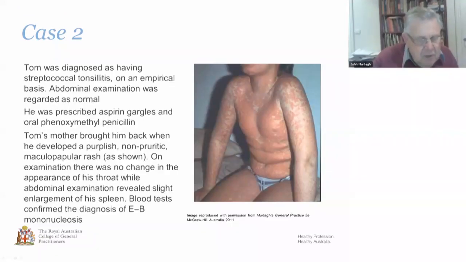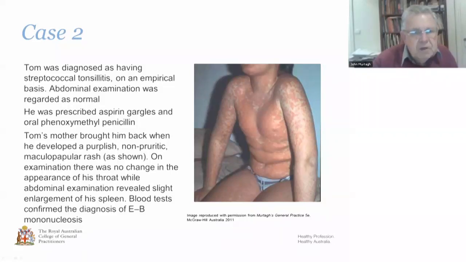He happened to see another doctor in the practice who was relatively inexperienced, and he looked at the throat, and, not to be blamed, he thought this is a bacterial infection, because that's what they can look like, and he wasn't very experienced.